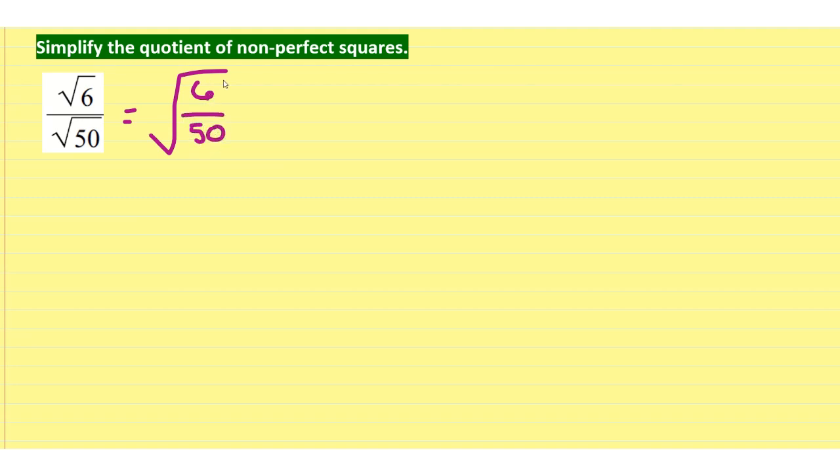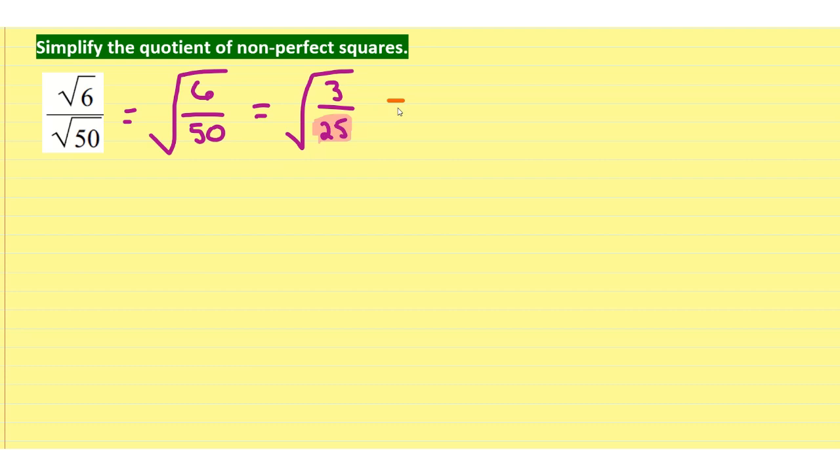Now we've got a fraction under the radical. So can we reduce that fraction? Let's do that and see what happens. If I reduce that by 2, 6 divided by 2 is 3, and 50 divided by 2 is 25. This opens up some opportunities. The opportunity is to take the square root of 25. That is an easy perfect square. So we're going to go ahead and do that.